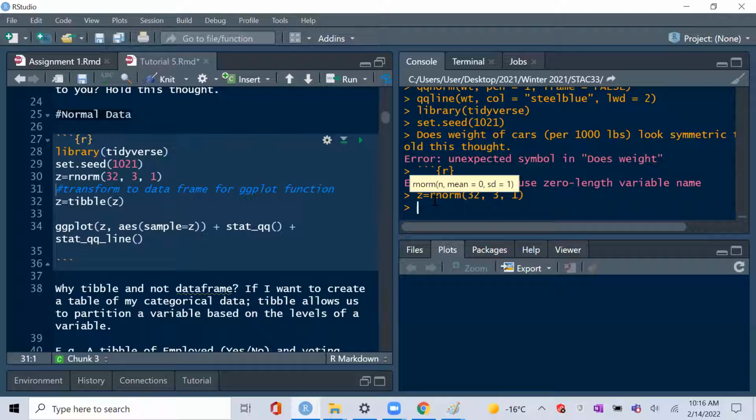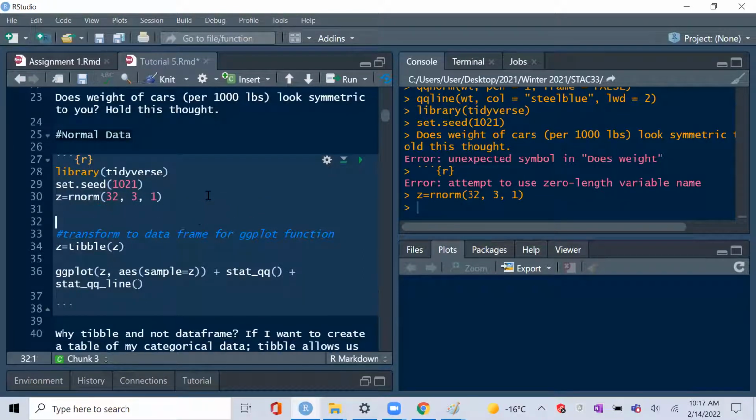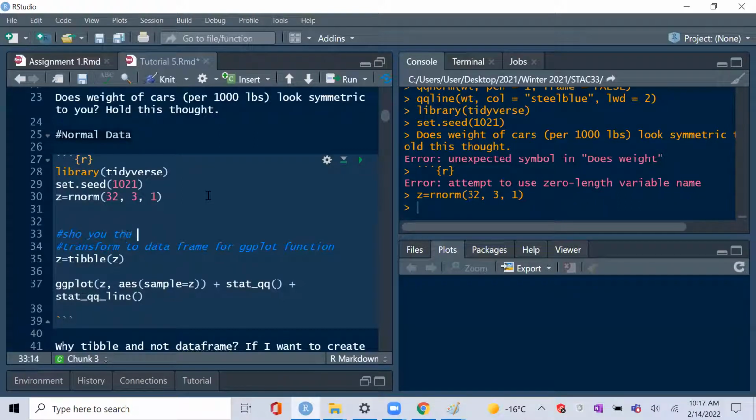The reason why I first plotted it using the histogram, I'm going to show you the histogram.